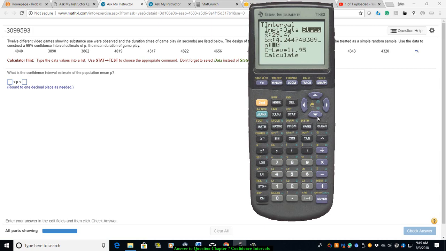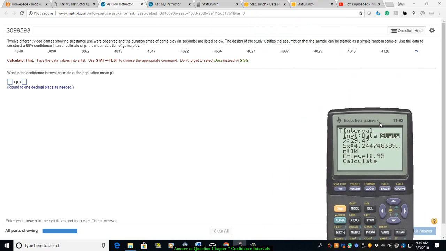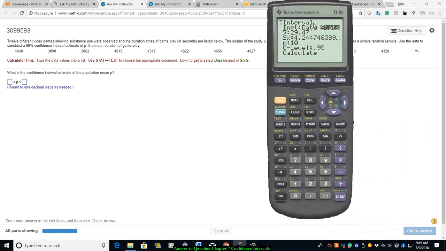Now the only thing that's different is going to be the C-level. We're going to look at this and see which C-level we need, the confidence level. So we need a 99% confidence level. I'm going to put in 0.99. Now it might give us a wrong answer because of the rounding here, but I'm going to check and see. So I'm going to press Enter.